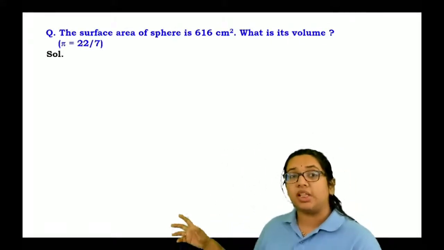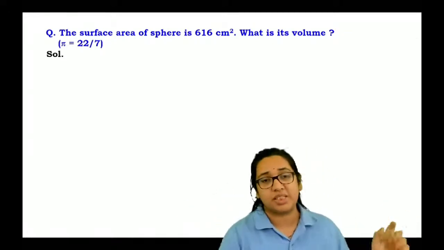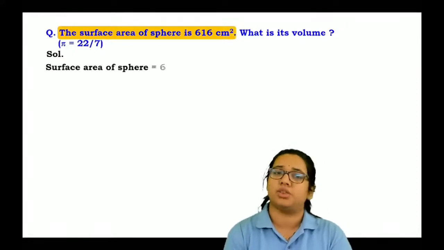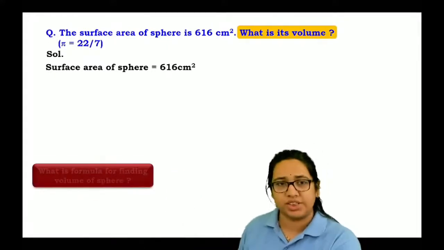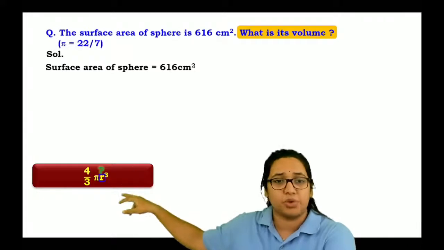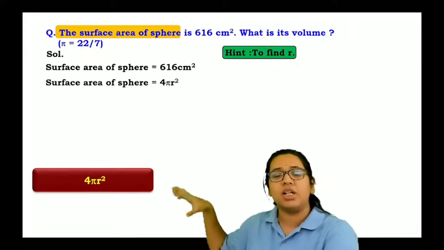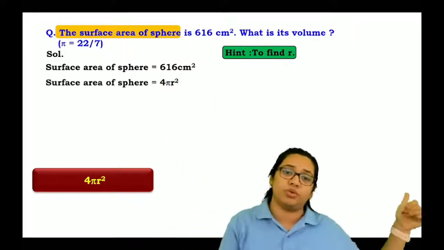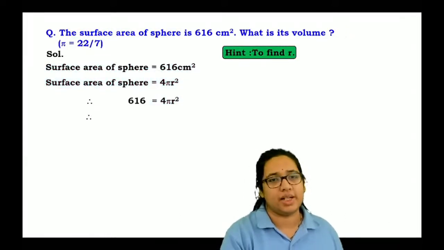Okay. Now see, we are given that the surface area of the sphere is 616 square centimeter. Then what will be its volume? The surface area of the sphere is 616, and we know that surface area of the sphere is 4 pi r square. So we just have to find the value of r. Once we get the value of r, we'll put it in the formula for volume, and you will get the required answer.